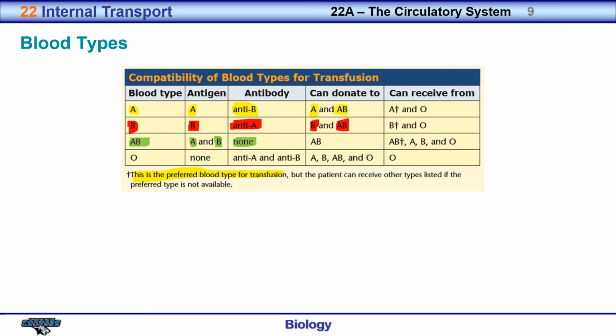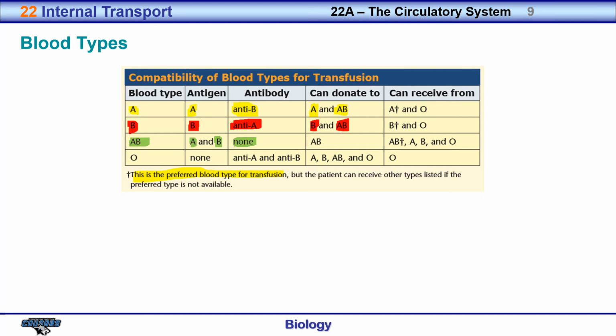Now, who can they receive? Again, same thing, same blood type preferred, but you can also receive blood from type A. Okay, you don't have any antibodies against A, you don't have any antibodies against B, and you can receive blood from a type O person because they don't have any antigens. And so you don't have any antibodies, so everything's good there.